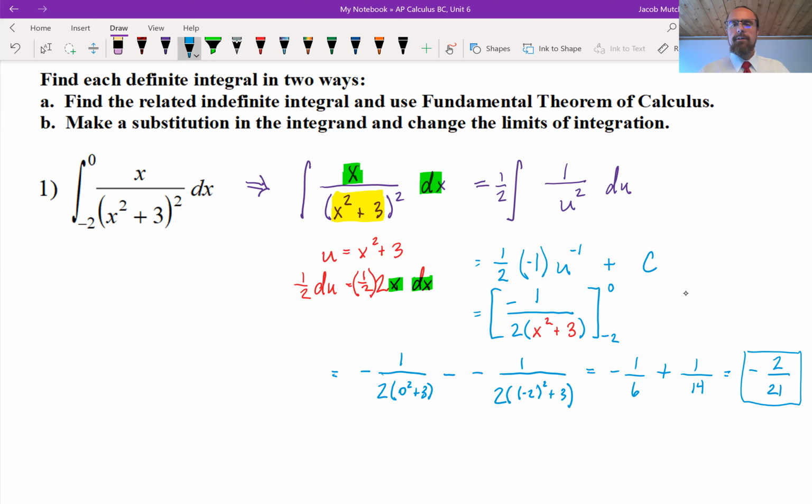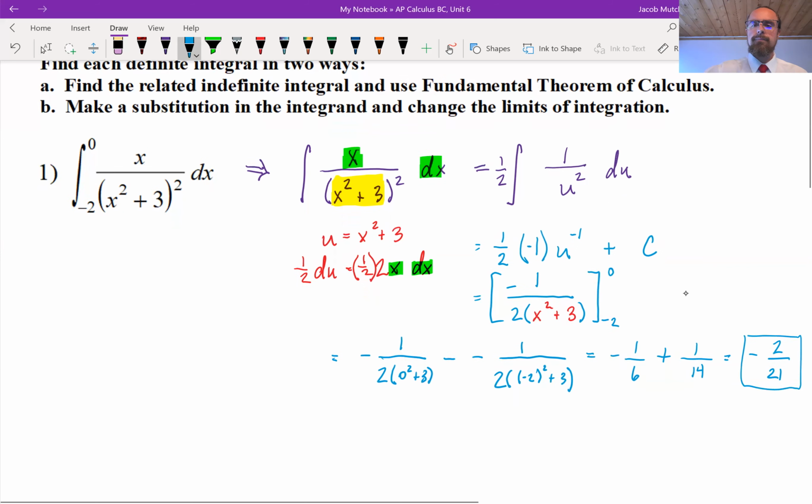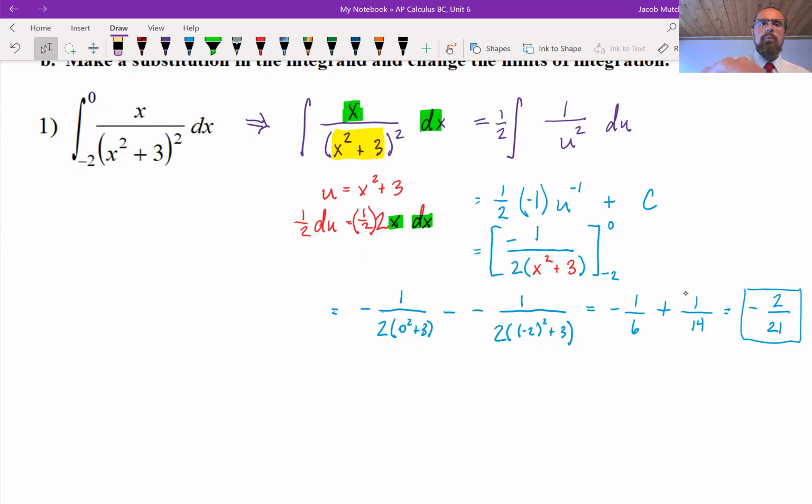So that is calculated in the first way. Again, I took off my limits of integration, integrated it as an indefinite integral, and then put the limits back, evaluating according to the fundamental theorem of calculus. So we want to try the same task with a different approach.